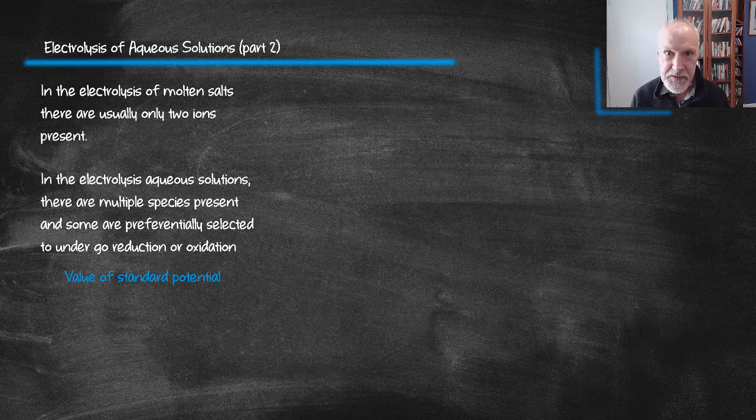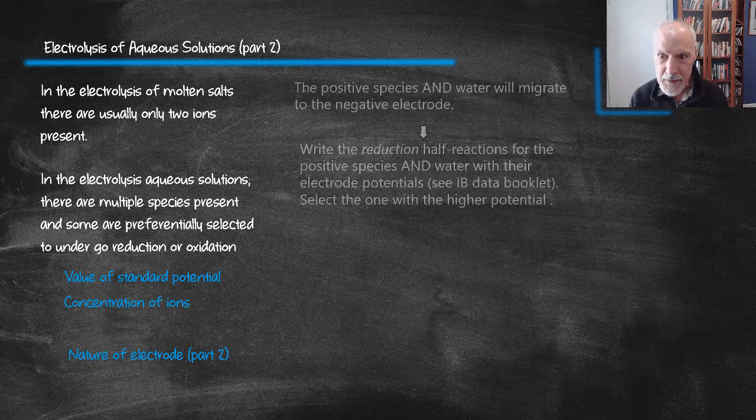First of all, the value of their standard electrode potential. Secondly, the concentration of the ions that are present. And lastly, the focus of this program, the nature of the electrode that's present. Let's begin by recapping the steps we use to attack these problems.